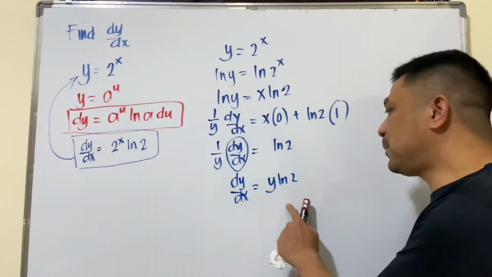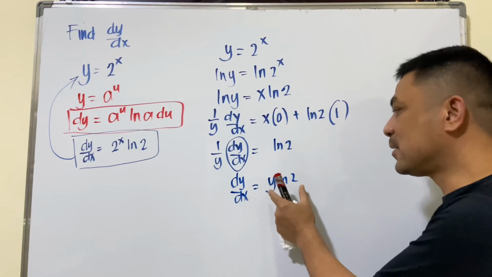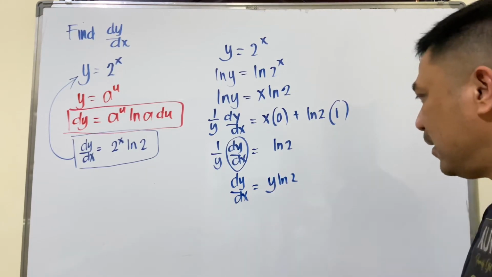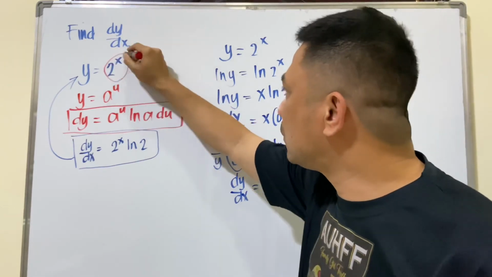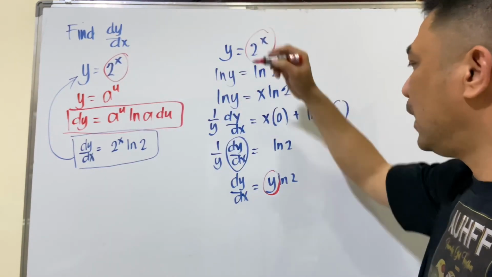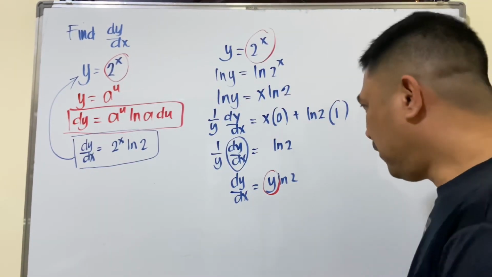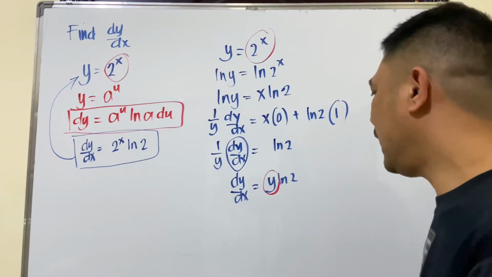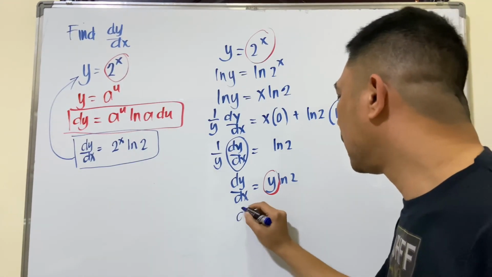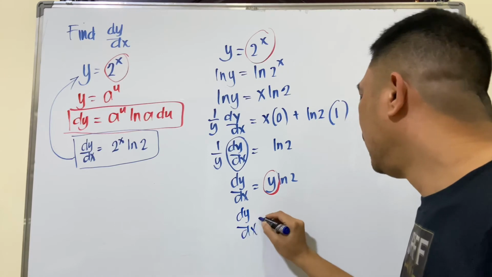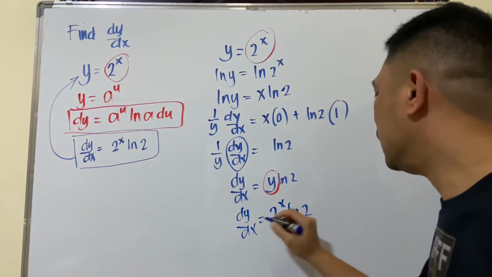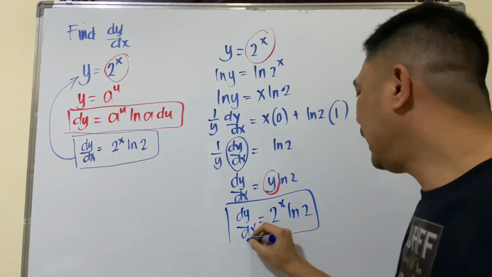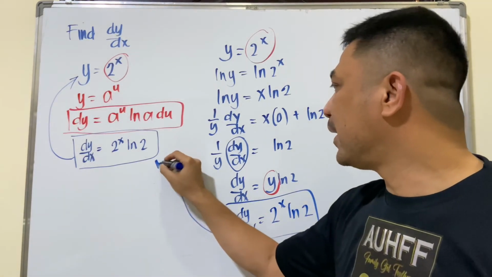But we have to express our answer in terms of x. Then again, you will find y here is equal to 2 raised to x. So therefore, dy over dx is equal to 2 raised to x ln 2. So again, I think we arrive at the same answer here.